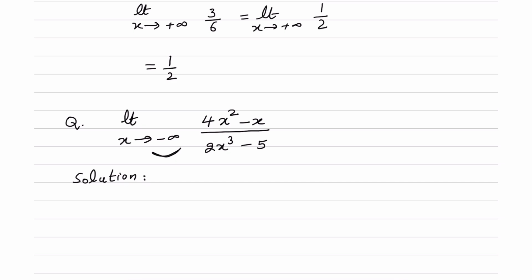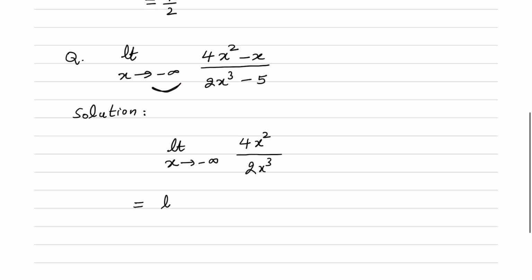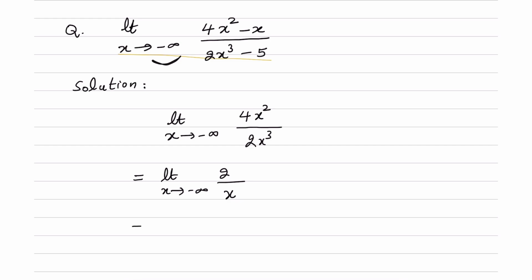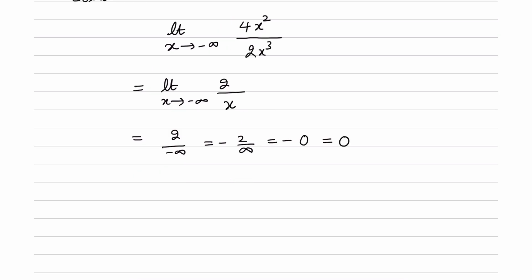So let's attempt this question. Since the limit is at minus infinity, we will keep the highest degree term in the numerator, 4x square, divided by the highest degree term in the denominator, 2x cube. After keeping the highest degree terms, we will simplify to 2 over x. After simplification, we will apply the limit. When we apply the limit, we get 2 over minus infinity. Minus is out, 2 over infinity. So 2 by infinity is 0 because infinity is a huge number. Any number divided by a huge number is 0. Minus 0 is 0. So this is how we solve these types of questions.